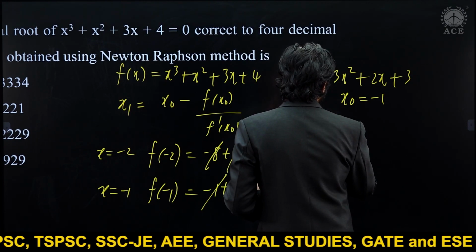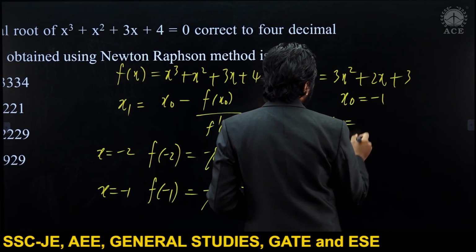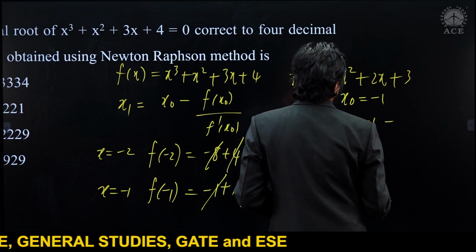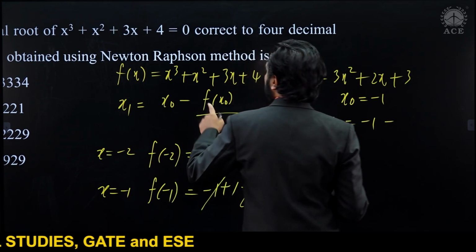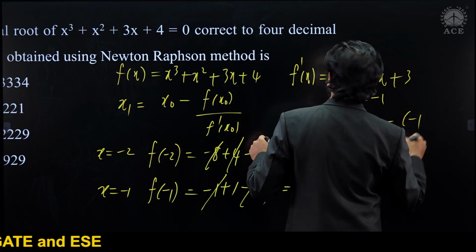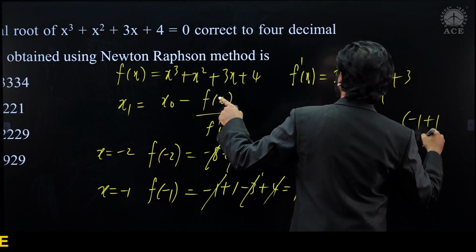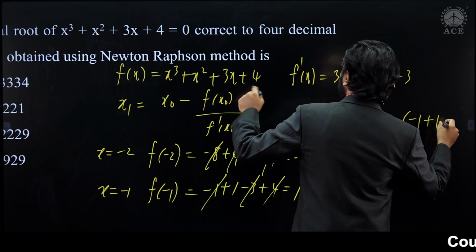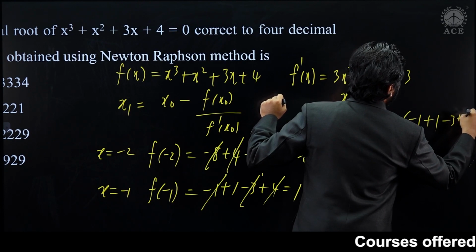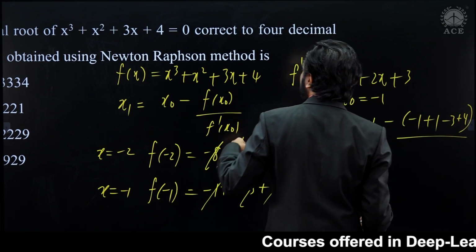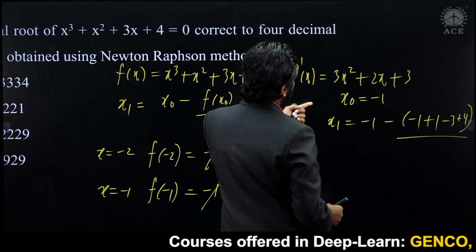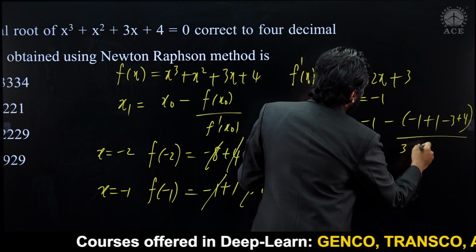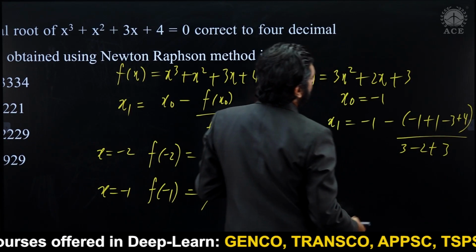So what is x1? X naught, that is minus 1, minus f of x naught. What is f of x naught? It is minus 1 plus 1, minus 3 plus 4, whole divided by f dash of x naught. That is 3 minus 2 plus 3. Let's see how much this is.